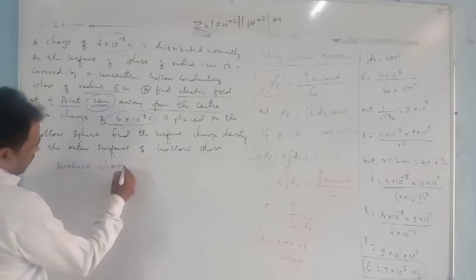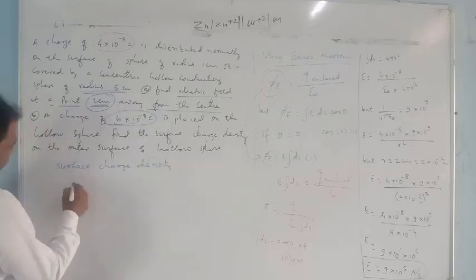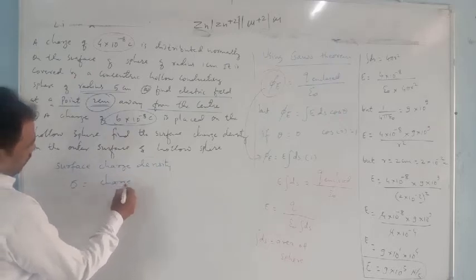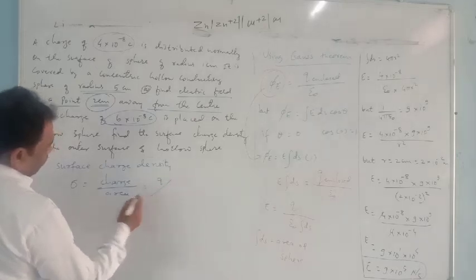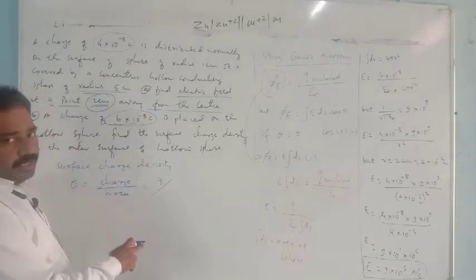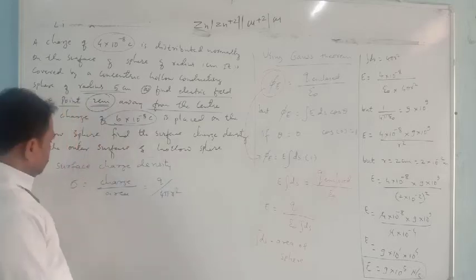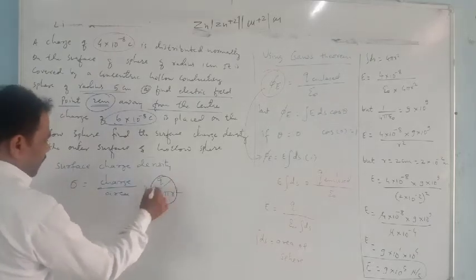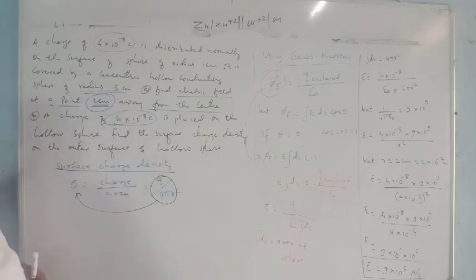Surface charge density is represented by sigma, and sigma is nothing but charge upon area. So charge means Q, and area means area of sphere. Area of sphere is 4 pi r square. So this is the proper formula to find out surface charge density: sigma is equal to Q upon 4 pi r square.